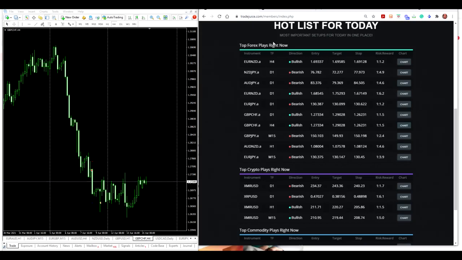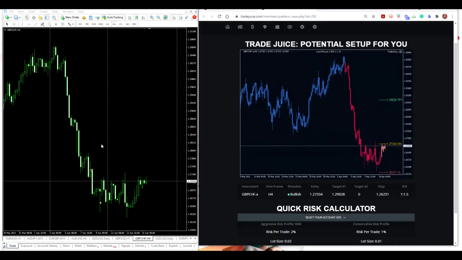Hi guys, and I'm on the hot list today for Tradejuice, and one of the trades amongst all the many here that I'm looking at trading is the pound CHF 4-hour chart. There it is displayed there, telling me my entry point, risk, target, stop loss, and so on. Let's see what the chart looks like. It looks identical to mine. That's where the entry point should be. The take profit target is there, and the stop loss down here.